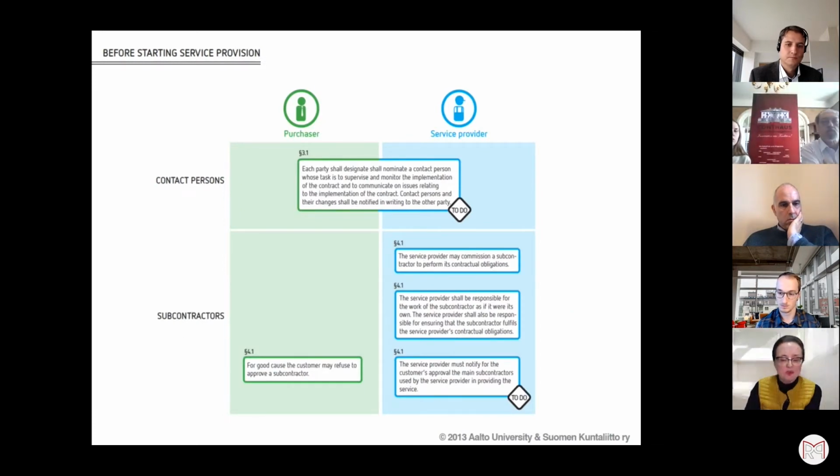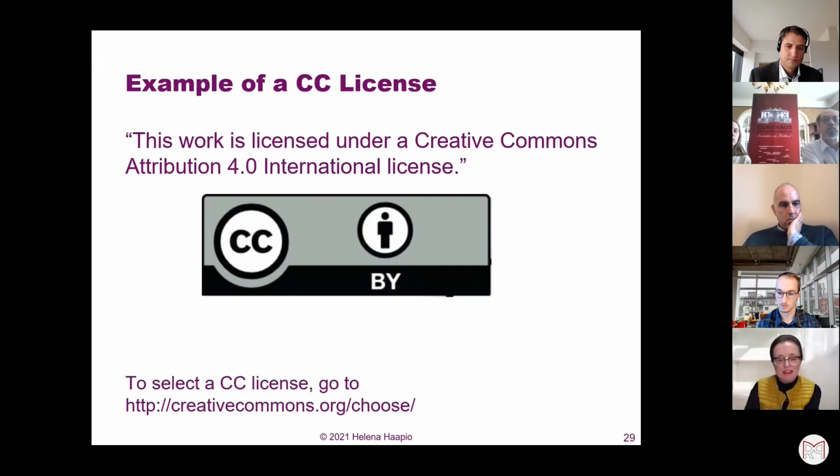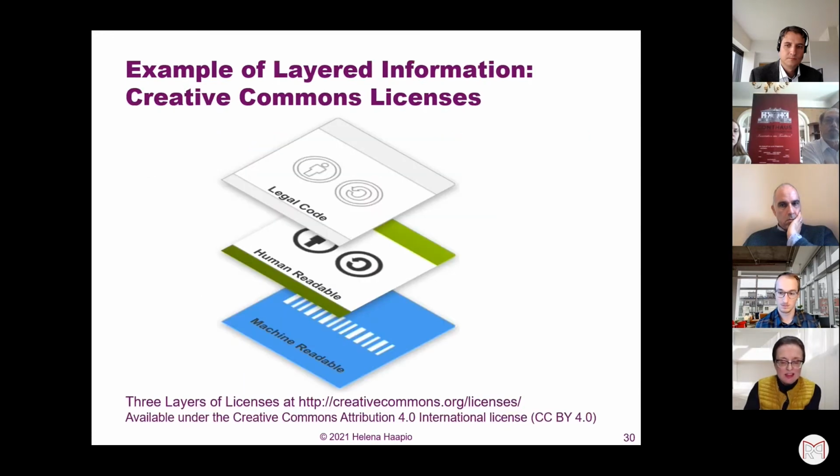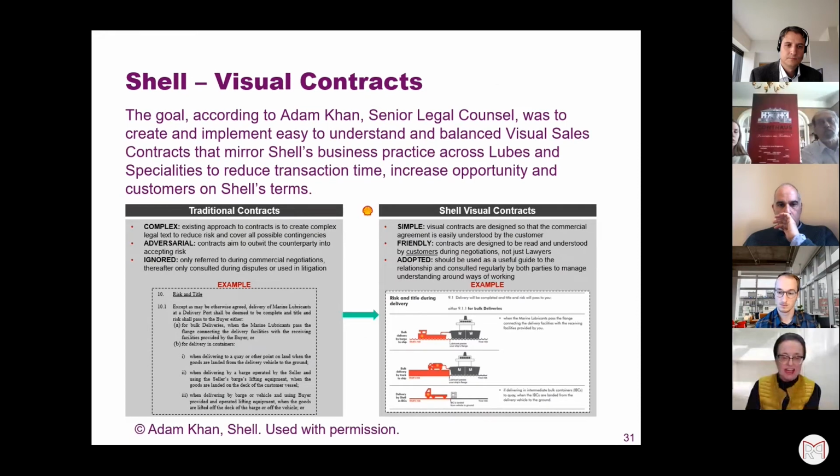Here's the swim lane. So many of these things you recognize. You've probably seen Creative Commons licenses and their icon system. There's the layering that they use with the legal code, human readable texts, and machine readable texts. So these things are around us. And we started collecting these ideas.